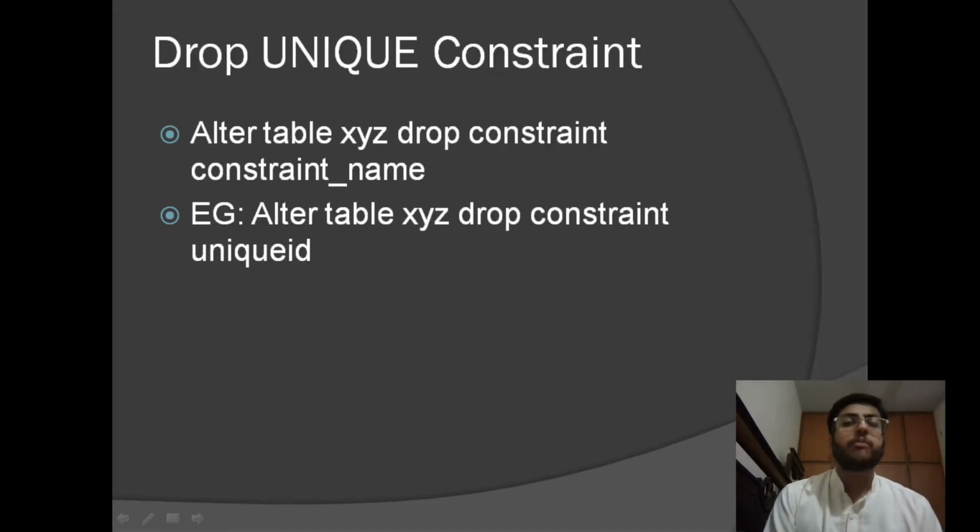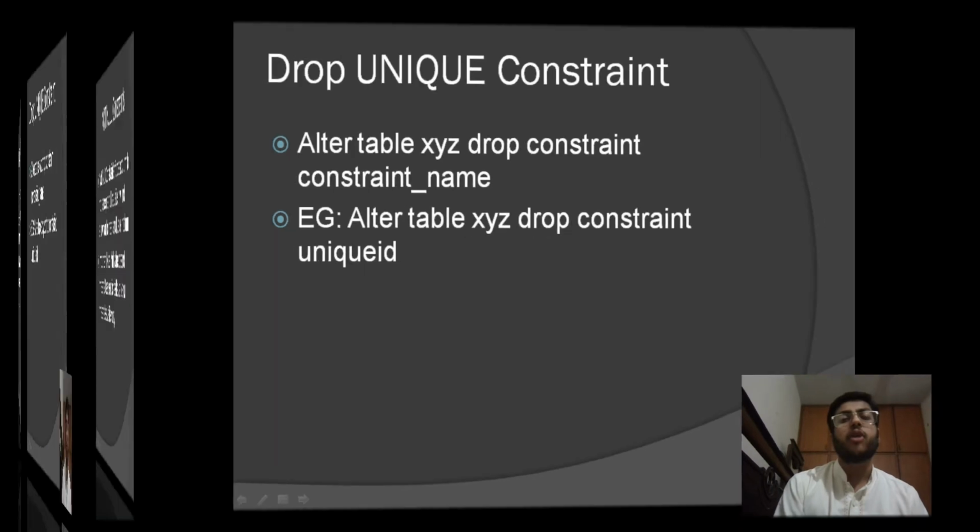Now how can we drop the unique constraint? We can drop the unique constraint by simply writing alter table xyz drop constraint and then the name of the constraint, right? The name that we have given to our constraint we will write here, then it will drop the constraint.